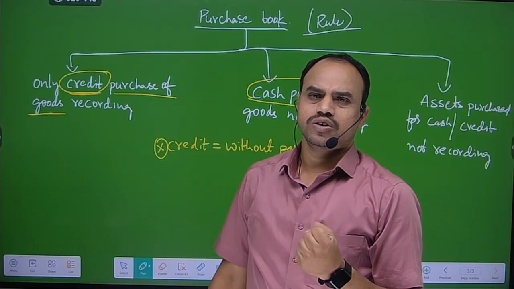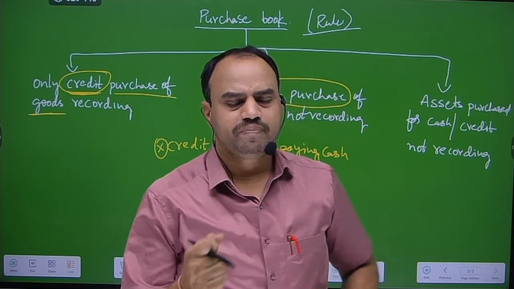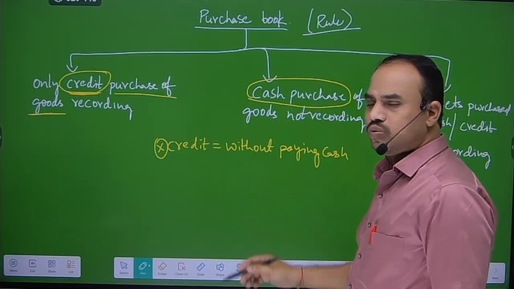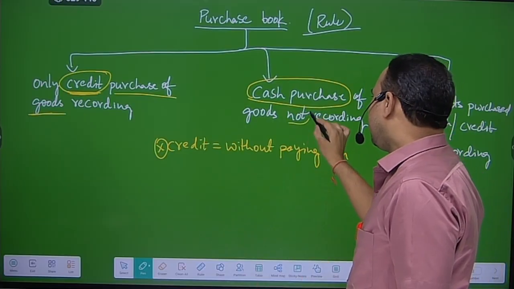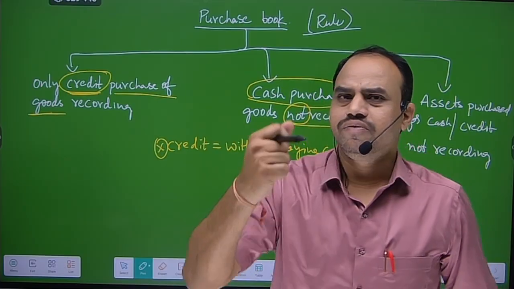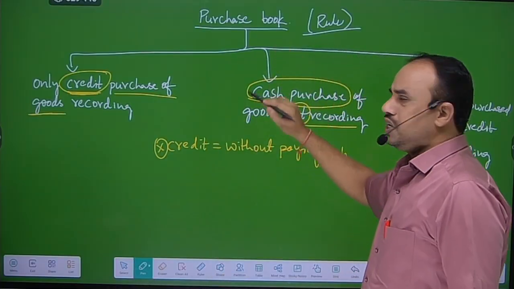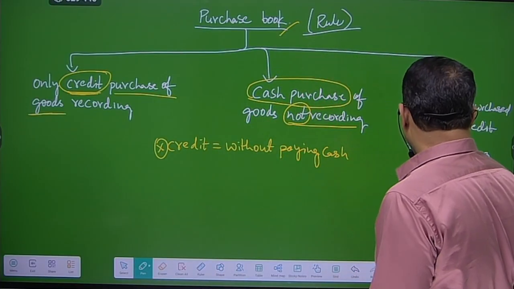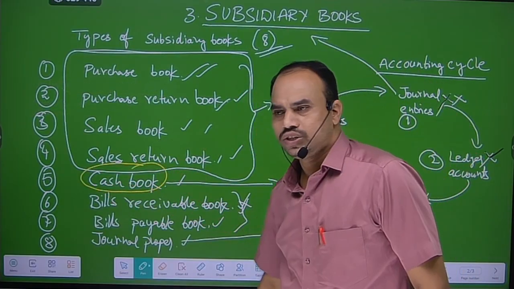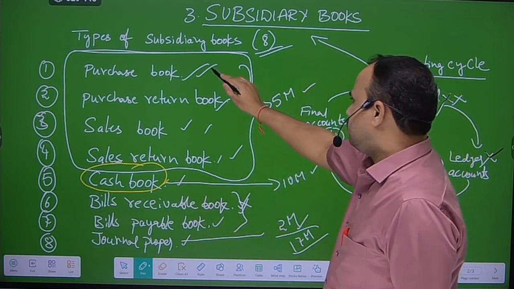So we will purchase the goods and we will pay the cash. That is called cash purchases. So cash purchase of goods is not recorded. Listen, when you purchase goods and immediately pay cash, that type of transaction will not be recorded in the purchase book. Then where will we record it? We will record it in the cash book, not in the purchase book.